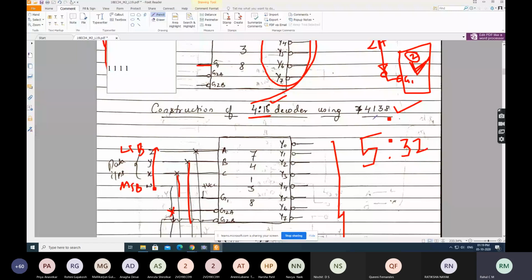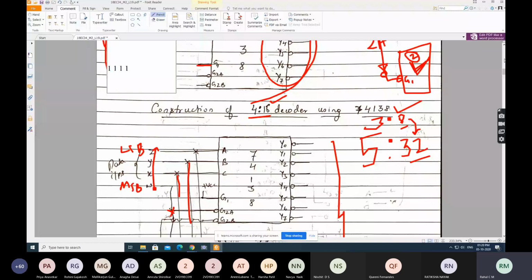How will you judge the number of ICs? By the output lines. So how many output pins are there here? 8. How many are there here? 32. So what should I do? How many ICs should I use? 4 ICs. I will use 4 ICs. Understanding everyone? Yes, sir.